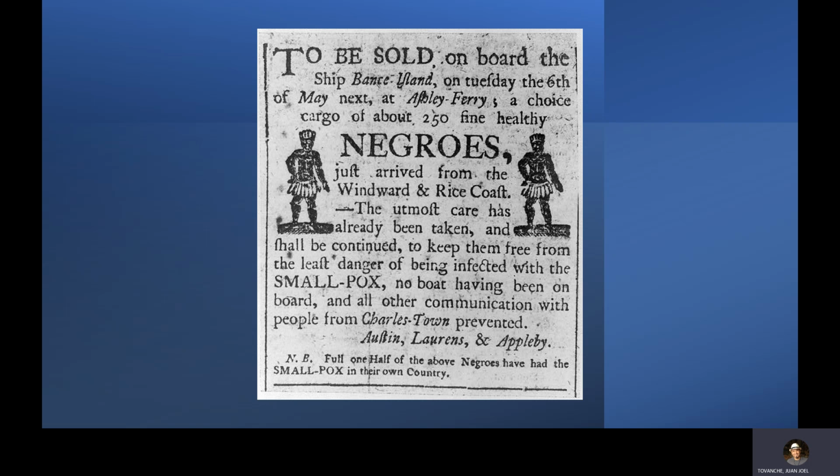It turns out that Henry Lawrence is one of the richest planters in Georgia at this time, in what appears to be right around 1800. Now, here's the thing. He's one of the richest planters in Georgia, but he also deals in slaves. So I've gotten this far with it, but I've also thought, you know what? Where are they going? What is Ashley Ferry? They're going to be sold in Ashley Ferry.